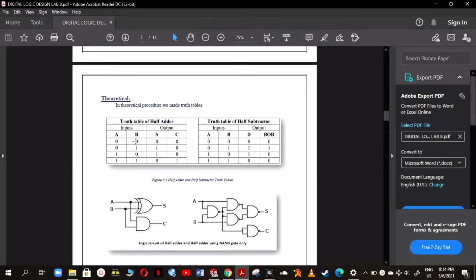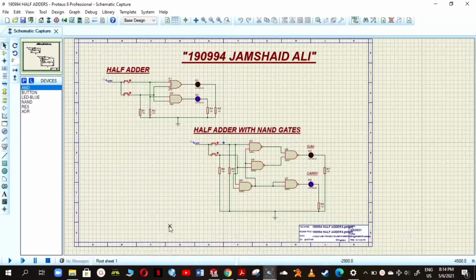If we are applying 0 0 on input, then I will get summation 0 and carry 0. If I am applying 1 1 on both inputs, then summation is 0 while carry is 1. So we have to prove all the operations on our Proteus circuits. Now you can see here, this is our Proteus circuit for half adders, and this Proteus circuit is also for half adders, constructed with the help of NAND gates.